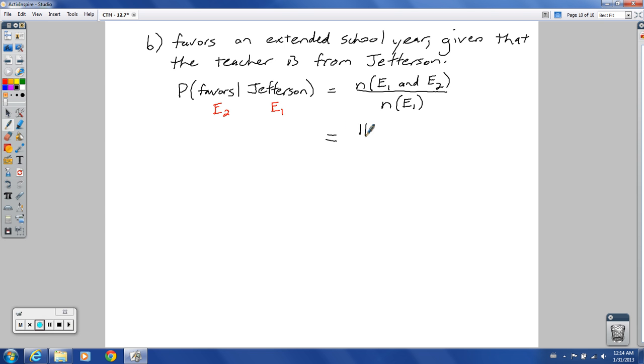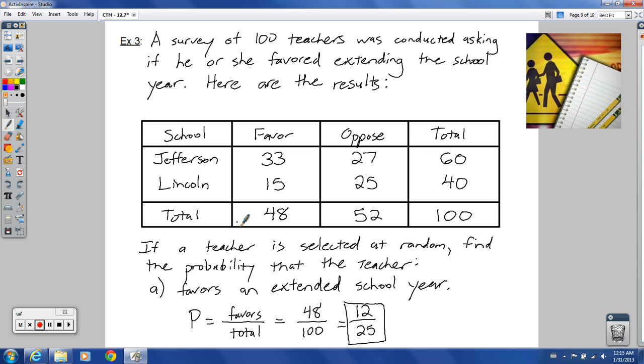Another way to think of that is the number that favors, so that's what this N just stands for, it's a number that favors and is from Jefferson. That's my condensed way to write that. So number that favors and Jefferson, both those things happening, over the number in just Jefferson. That's what E1 is. E1 stands for just Jefferson. So what do we have? Let's go back to the survey results.